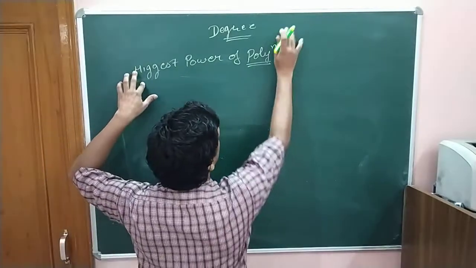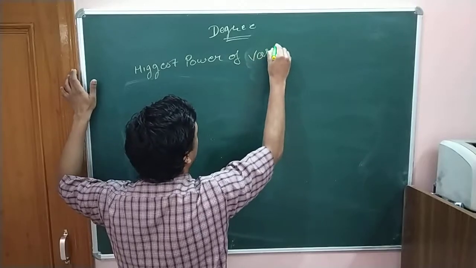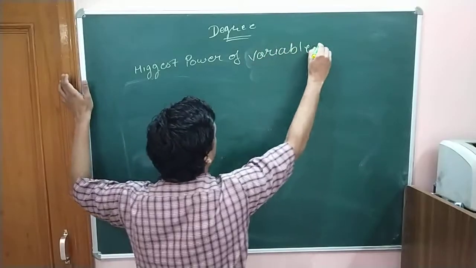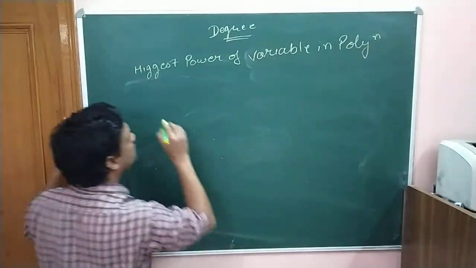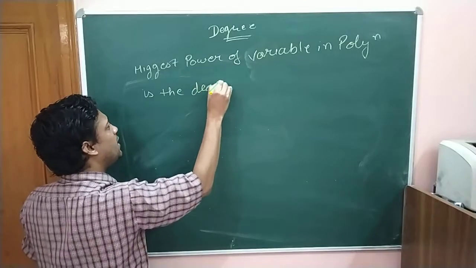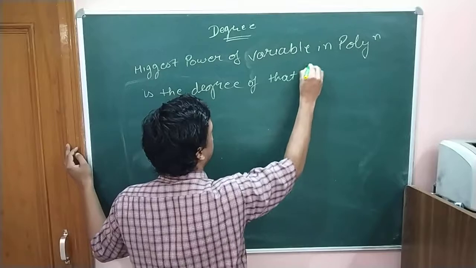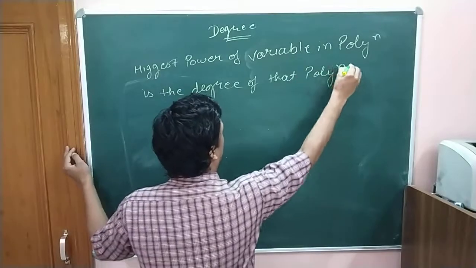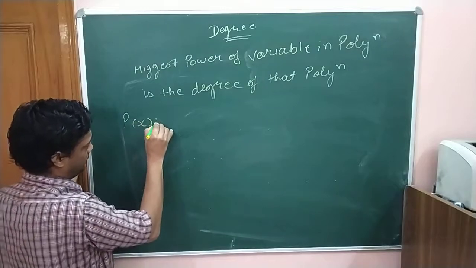The highest power of the variable in a given polynomial is the degree of that polynomial. Suppose I am writing here some polynomials.